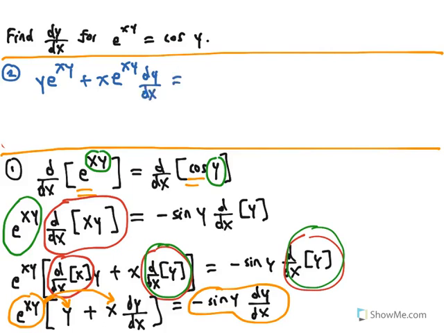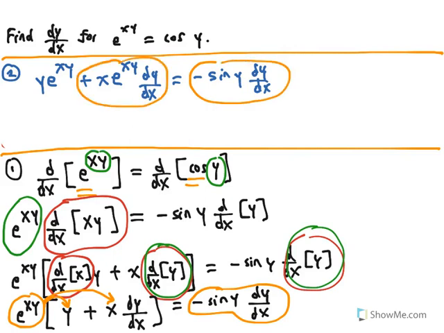And on the right side of the equation, you have, of course, negative sine y dy dx. So to move all terms that have dy dx to the left side of the equation, I first identify the two terms that do have dy dx in them. Those are the two terms. So what I can do is add sine y dy dx to both sides of the equation, and subtract y times e to the xy from both sides of the equation. That would achieve my goal.